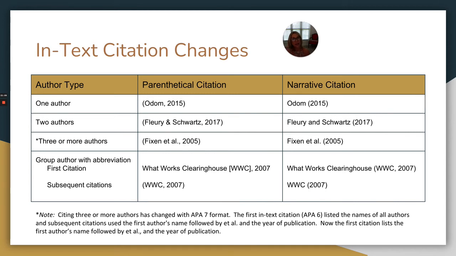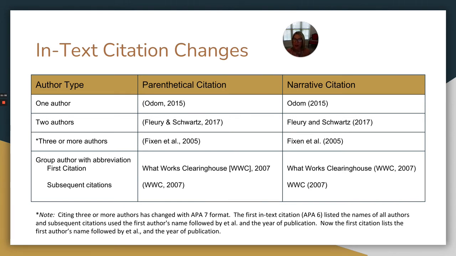So now, instead of doing that, you're able to use et al., which really does kind of save you some time. It's nice. So if there are 3 or more authors, even the first time in your text, you're going to refer to, this was an example of Fixon et al., with a period, comma, followed by the date, or the narrative is Fixon et al., period, followed by the date in parentheses.